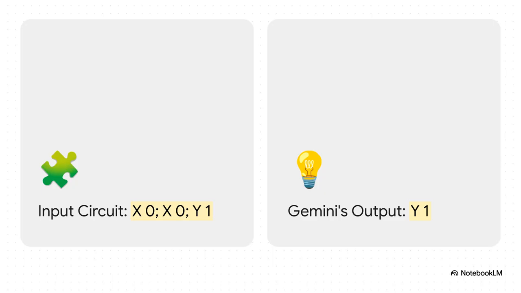And boom! Here's the payoff. Gemini's output is just Y1. It correctly figured out that applying an X gate twice in a row is totally pointless. They just cancel each other out, and it got rid of them. Now here's the crucial part. Nobody told the AI that rule. It wasn't programmed in. It inferred it, completely on its own, just from those few examples we showed it in the prompt. That's pretty amazing.